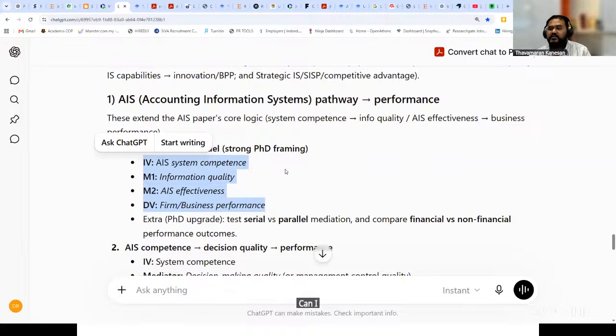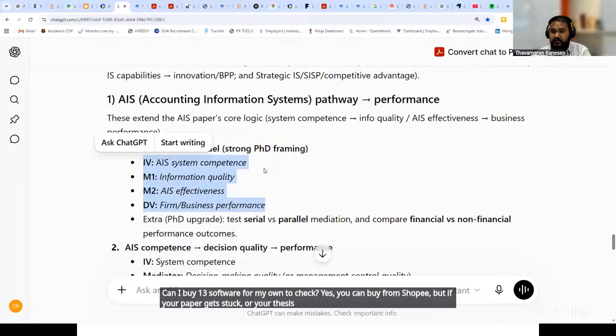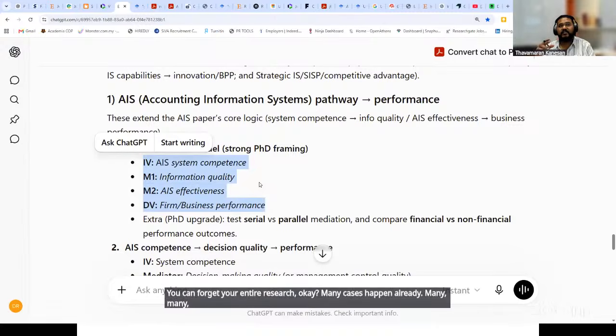Can I buy Turnitin software for my own to check? Yes, you can buy from Shopee. But if your paper gets stuck or your thesis gets stuck in repository mistakenly, you are done. You can forget your entire research. Many cases happen already. Many of these scam sellers on Shopee, because by right, you shouldn't be able to access. But it's good that you have the access.